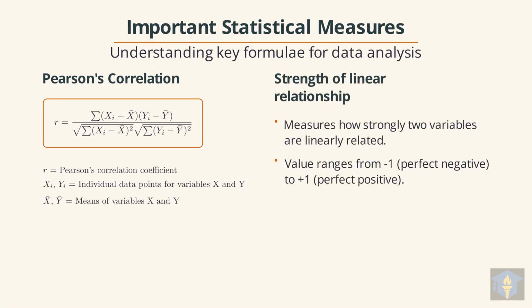This coefficient quantifies the strength of a linear relationship between two variables. It measures precisely how strongly two variables are linearly related to each other. The value ranges from -1, indicating a perfect negative correlation, to +1 for a perfect positive correlation.